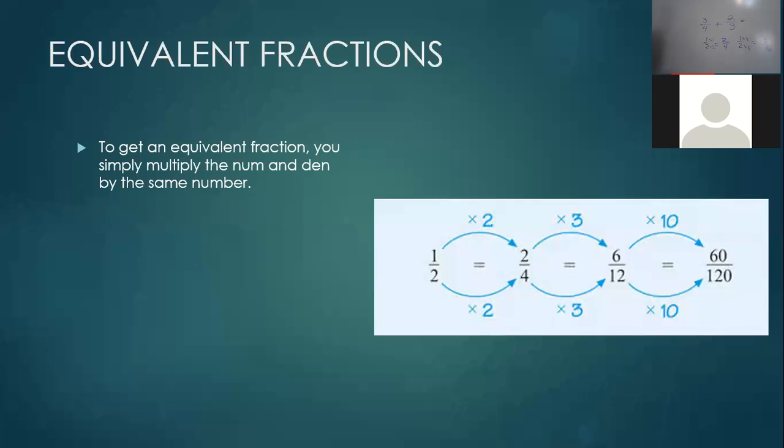If I punch 1 divided by 2 in my calculator, I get 0.5. If I punch 2 divided by 4 in my calculator, I get 0.5. If I punch 6 divided by 12 in my calculator, I get 0.5. If I punch 60 divided by 120 into my calculator, I get 0.5. Even though they look different, they essentially have the same value.